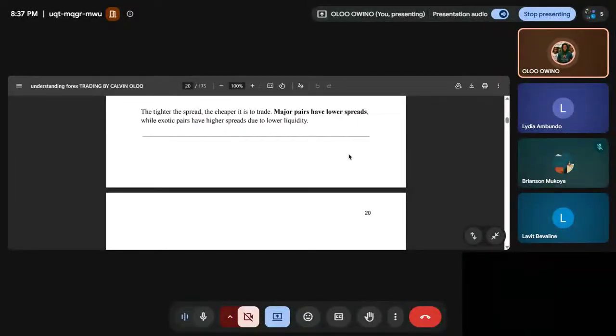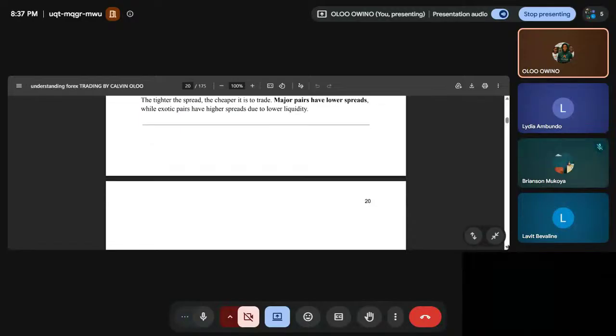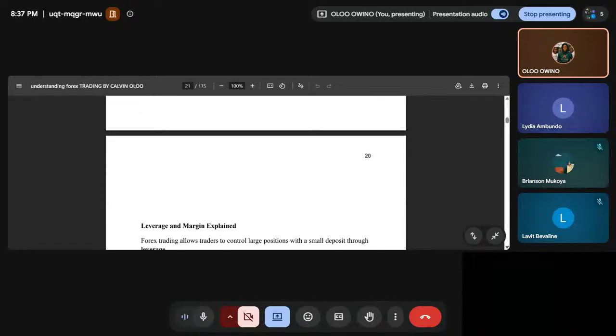So we are done with bid, ask, and spread. Now, the other day we were talking about leverage. I've talked about leverage in the last two classes, and today we're going to explain leverage and margin.